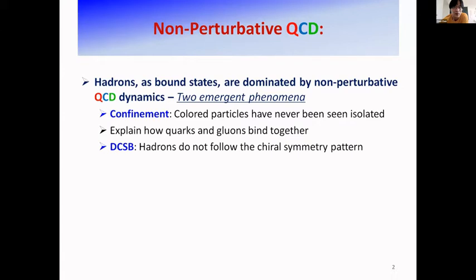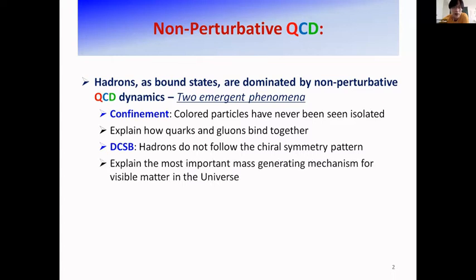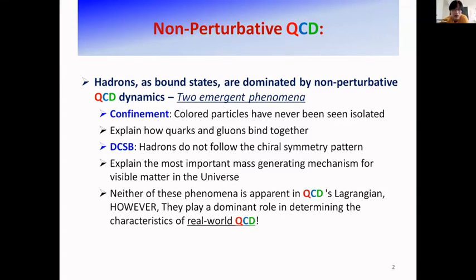The second one is dynamical chiral symmetry breaking, which means hadrons do not follow the chiral symmetry pattern. It can explain the most important mass generation mechanism for visible matter in the universe. Neither of these phenomena is apparent in QCD's Lagrangian. However, they play a dominant role in determining the characteristics of real-world QCD.